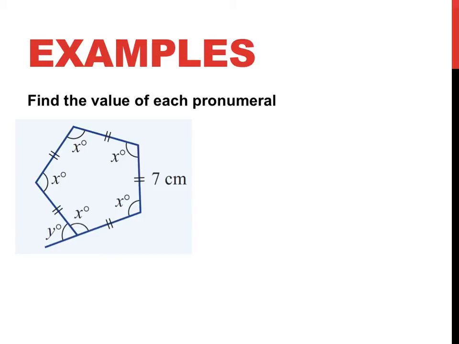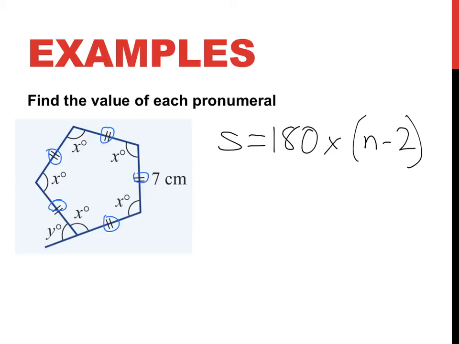This one here is a polygon, okay, but it's also actually a pentagon. And these things here tell me that every side is equal in this shape. If every side is equal, it means all the angles are equal as well. So let's first work out what they should equal all together. So S equals 180 times number of sides minus 2. So S is going to equal 180.